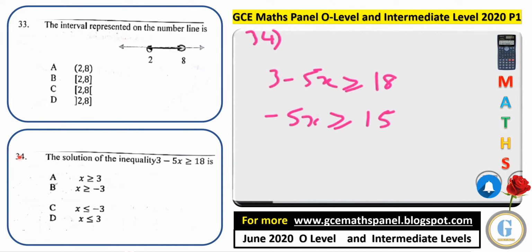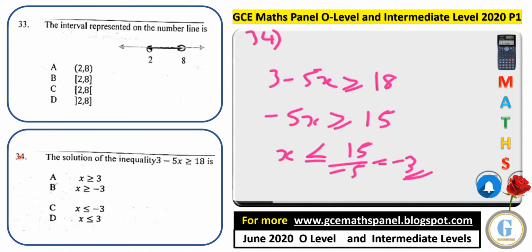Then now we have to divide all through by minus 5. But note, in the world of inequalities, whenever you have to divide or multiply by a negative number, you will have to reverse the sign. This one is greater than or equal to. When you reverse it, it becomes less than or equal to. But for a positive number, it does not affect the sign. So this will now give us x less than or equal to, because I'm dividing by a negative number, 15 over minus 5. And this will give us minus 3.